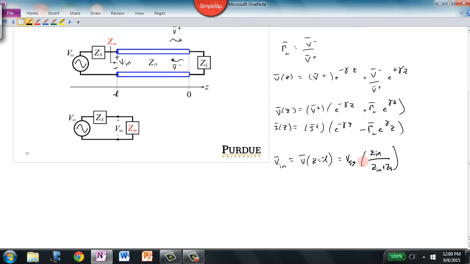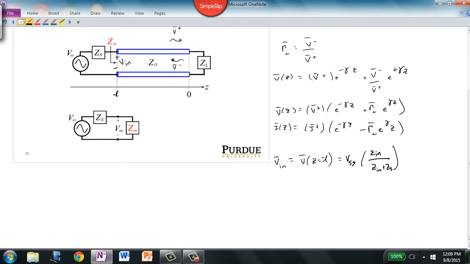So we've got this input voltage to our transmission line that can be found from this voltage divider formula. So we would just write V of z equals minus L equals V_SS times Z_in over Z_in plus Z_s.